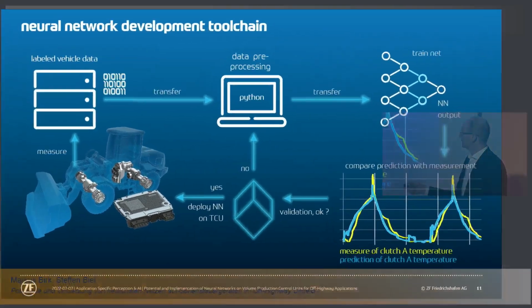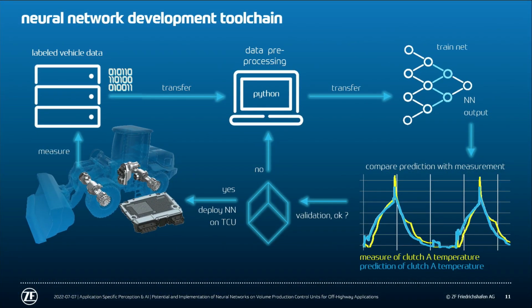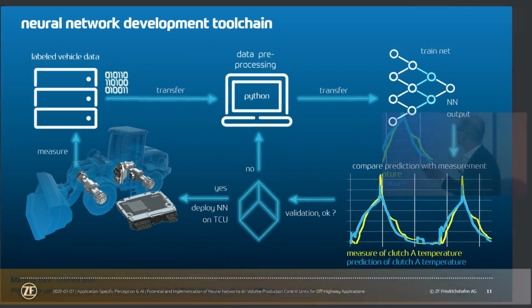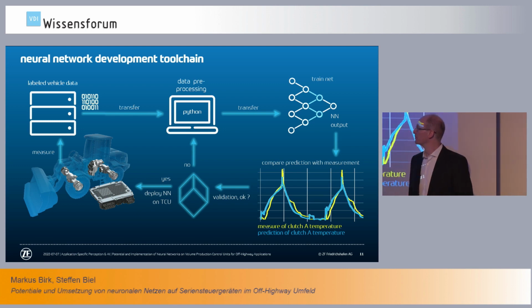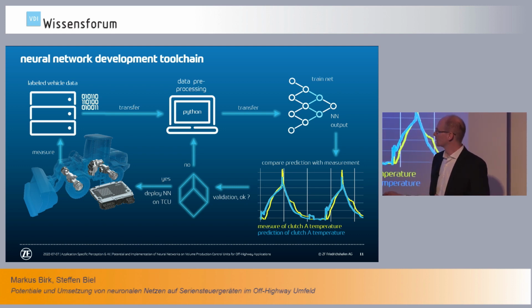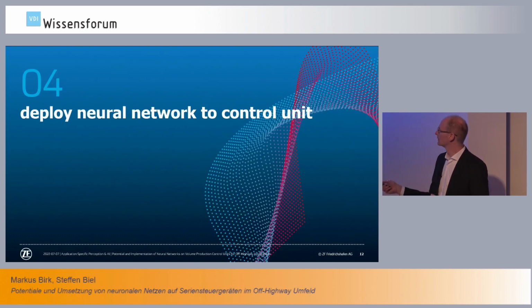And depending on that, you then have to go through another iterative loop, either coming up with a new training concept or changing the network size or network architecture, or improving your feature engineering. And then you go through loop after loop until you have identified an adequate network which you can deploy in your vehicle on the TCU. And then you can once again do further vehicle measurements.